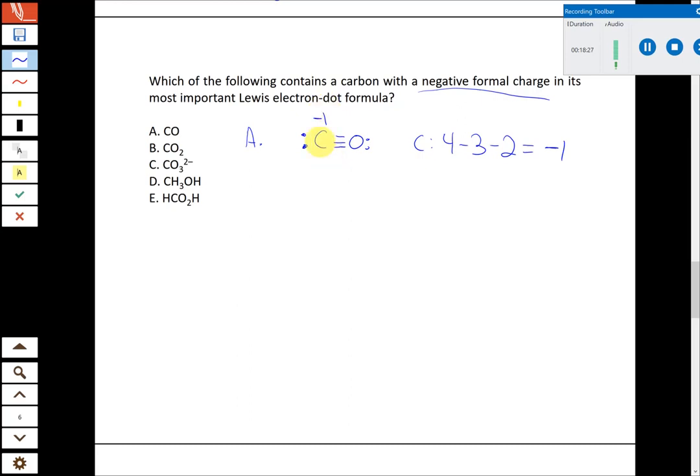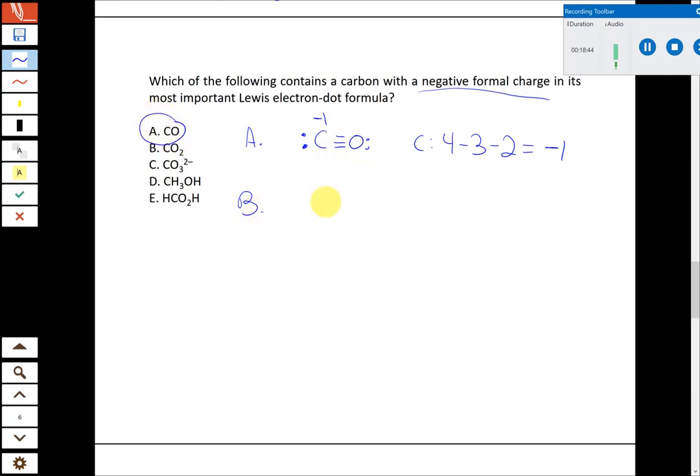So that's actually going to be the correct answer here: CO, which has a negative formal charge on carbon. And this is the only way to arrange the electrons that completes the octet. So it's weird to have a negative formal charge on carbon. It's also weird to have a positive formal charge on oxygen, but that's the only way you can do this to complete the octet in this structure. So that's our correct answer. Let's go through the rest and just verify that they don't have a formal charge on carbon.